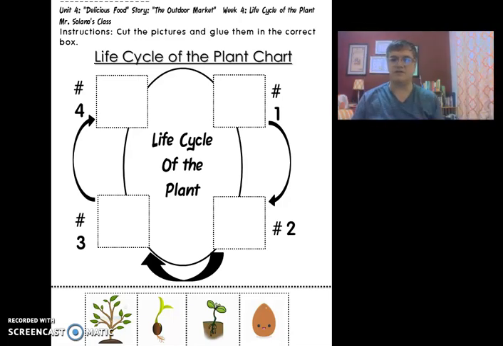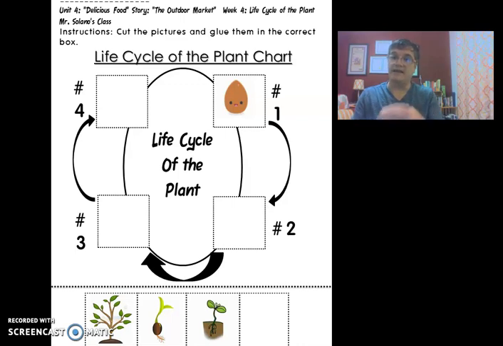So which picture is the seed? You think it's the first one? This one? This one? Which one is the seed? Very good. Let's put the seed in the right place. So first, plants begin like babies. They are tiny little seeds, okay? Then after the seeds, they are in the ground.